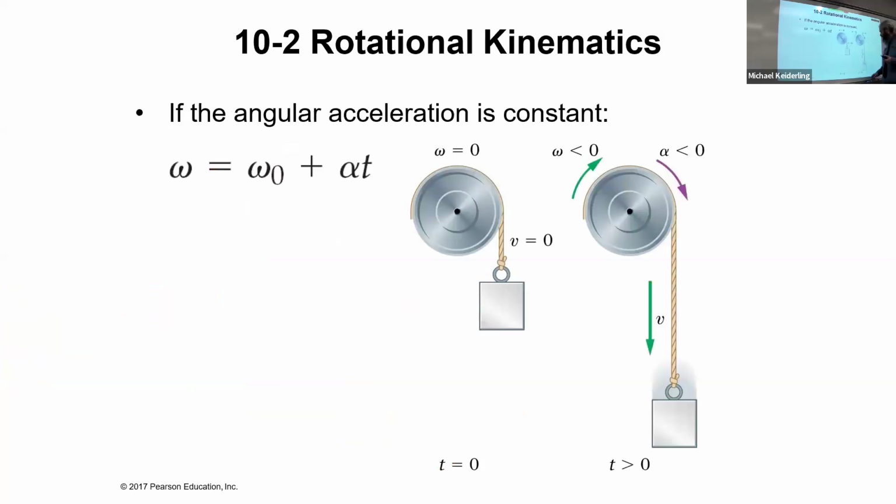So if the angular acceleration is constant, we will get this familiar looking formula. Omega equals omega naught plus alpha t. That should look familiar. If you think of omegas instead as v's and alphas as a's, it might be familiar to you. So if angular acceleration is constant, omega equals omega naught plus alpha t.